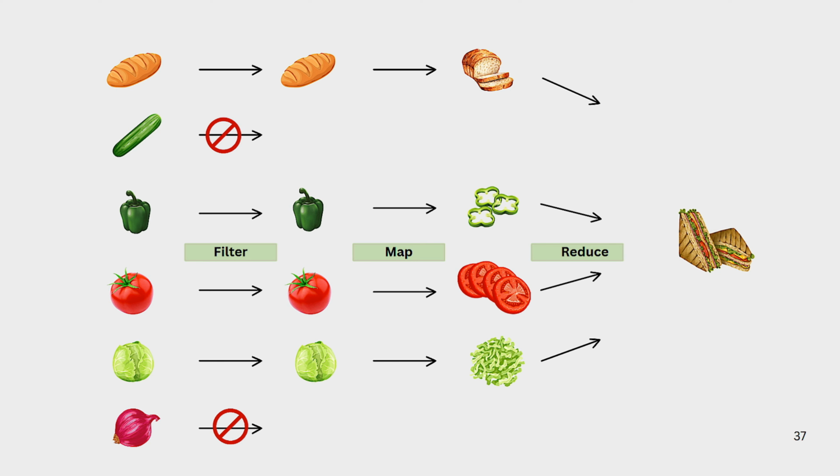So ingredients like cucumber and onion, which I don't like, are filtered out. The rest move to the next step. So what the filter function does is just filter out the data. Simple, right? The next comes the map function.